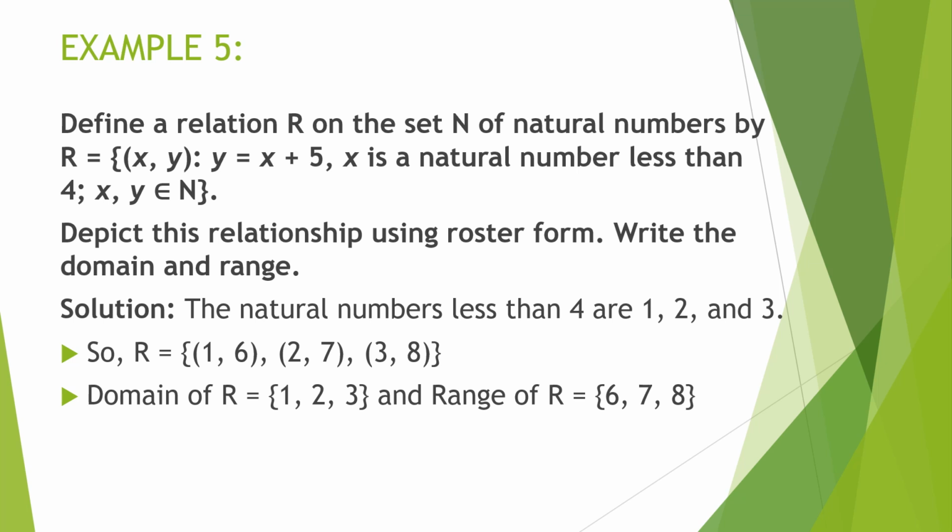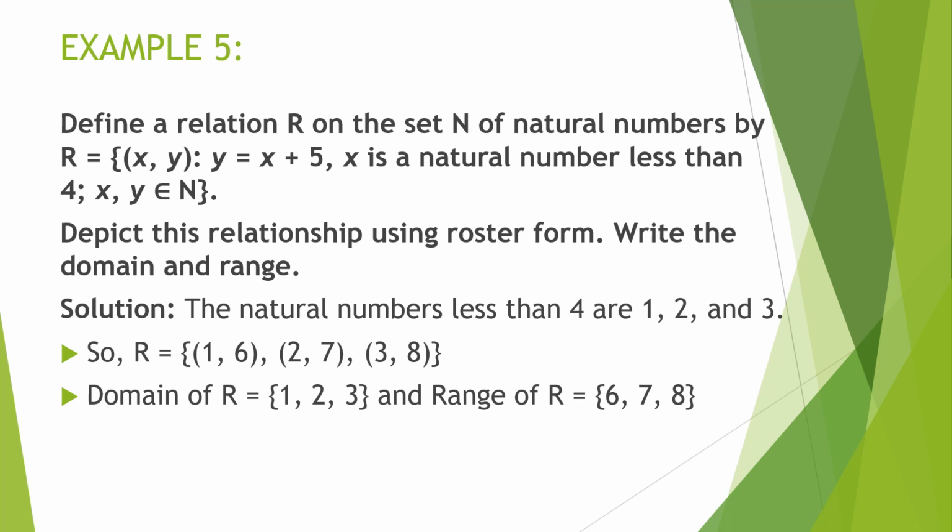Example 5. Define a relation R on the set N of natural numbers by R equal to the set of all ordered pairs (x, y) such that y is equal to x plus 5 and x is a natural number less than 4, (x, y) belongs to N. Depict this relationship using roster form. Write the domain and range.